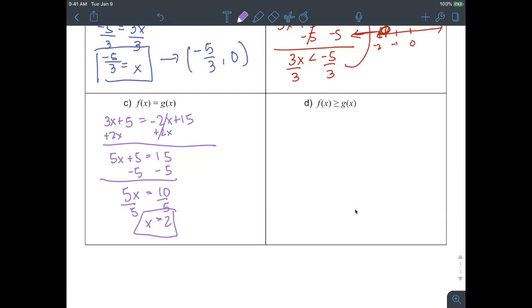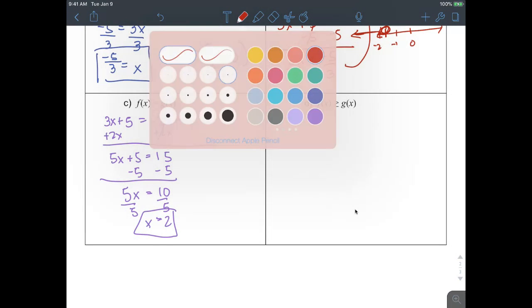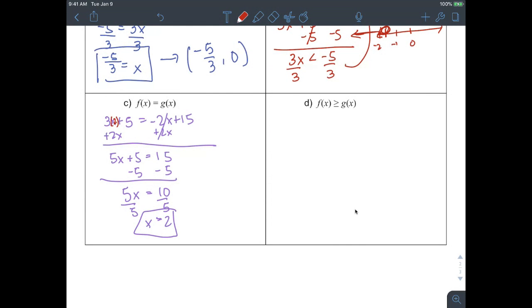Okay, we should test it. So I'm just going to test it up here. 3 times 2 plus 5 is 11. Negative 2 times 2 is negative 4 plus 15 is 11. So that is the value that gives us two equal equations.